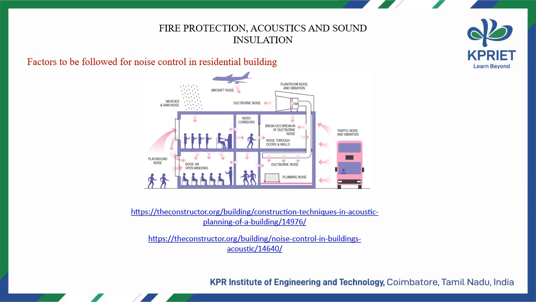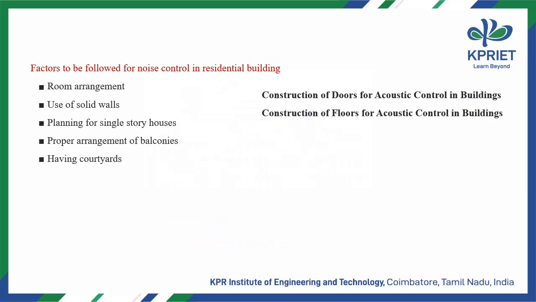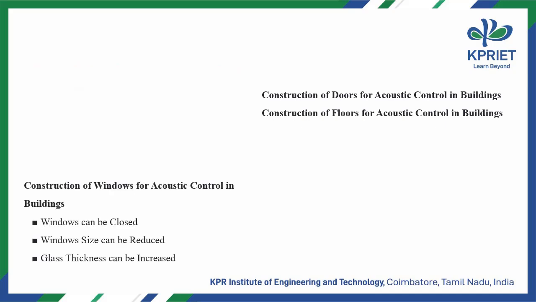Factors to be followed for noise control in residential building. Room arrangement. Use of solid walls. Planning for single-story houses. Proper arrangement of balconies. Having courtyards. Construction of windows for acoustic control in buildings.